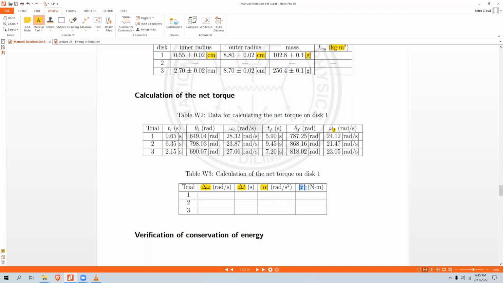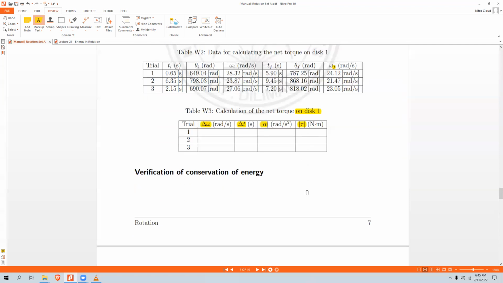And lastly, we have our torque. This is for disk 1. The moment of inertia of disk 1 will be multiplied with the angular acceleration to get this torque as per one of our earlier formulas.